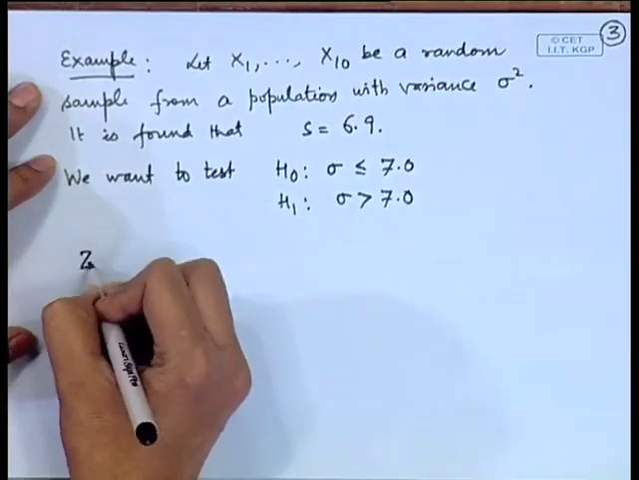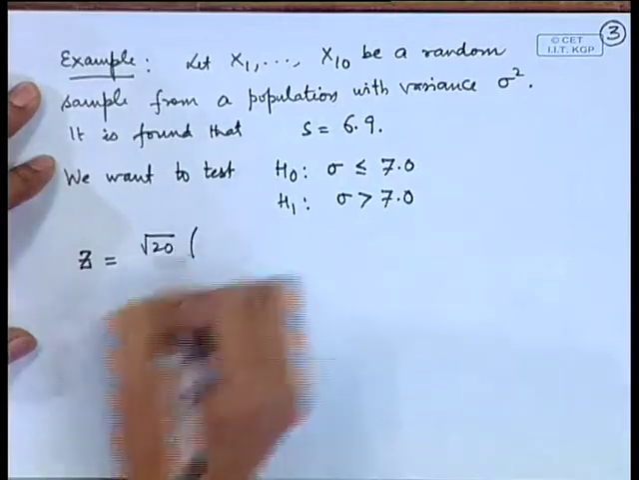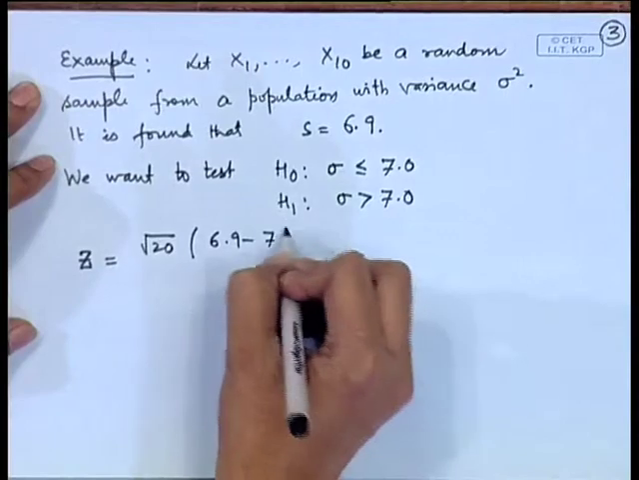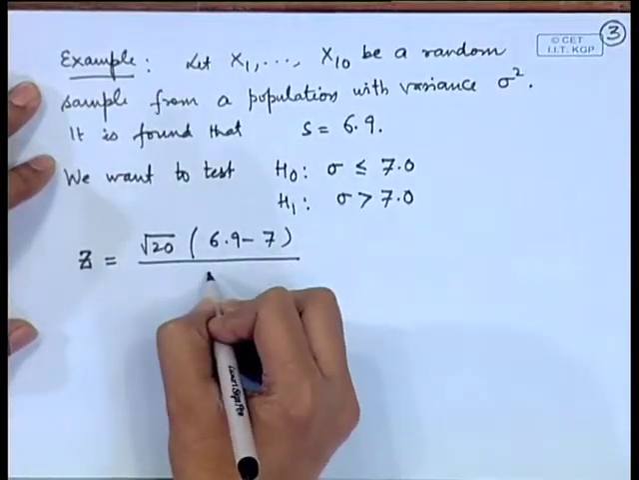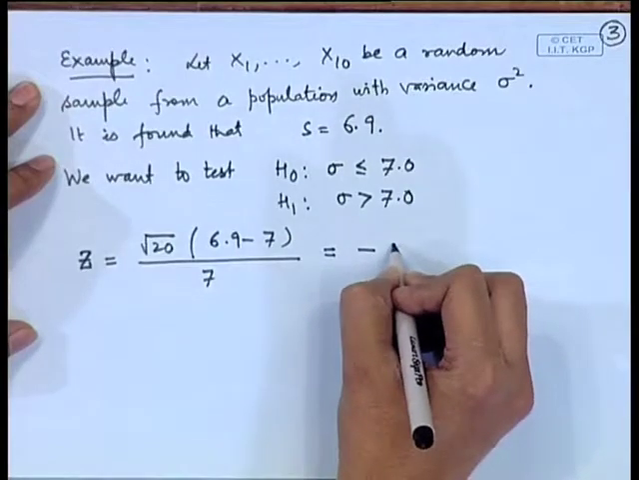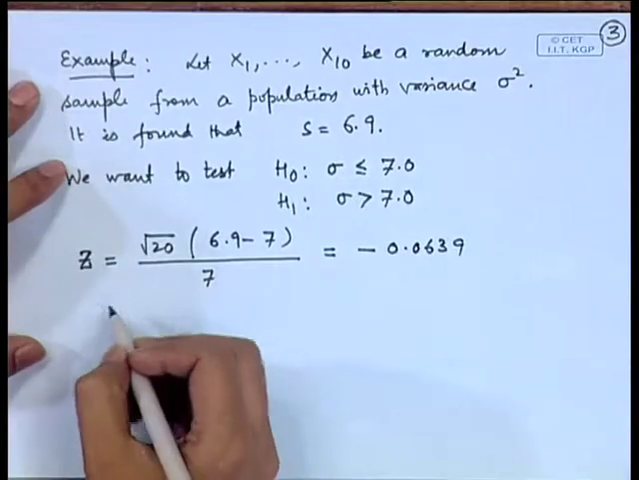So, let us create this z variable here, that is root 2 n is root 20. We have 10 observations here, s is 6.9, minus 7 divided by 7. So, this can be evaluated easily, it is minus 0.0639.